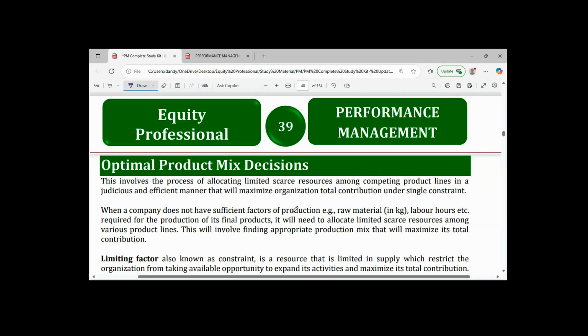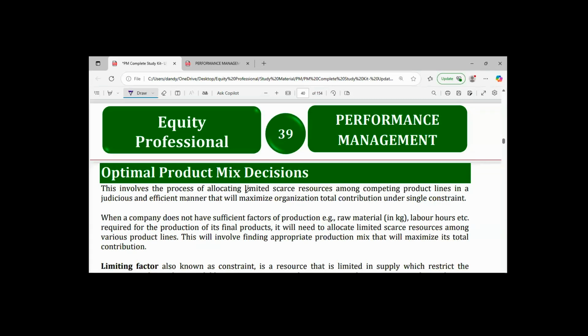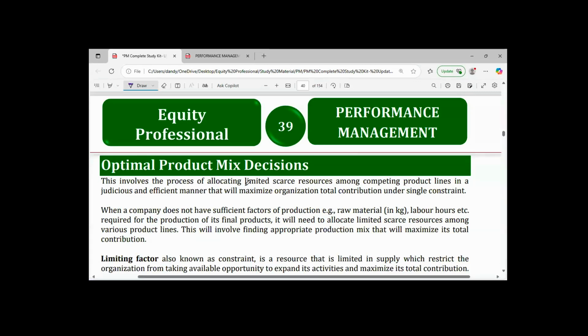It's the same thing as an organization. No company, no matter how big, no matter how good, no matter how worthy, can have all that it wants. Therefore, the resources available to any organization are limited in supply. The little resources that the company has, how they are to be allocated among competing product lines is what we know as optimal product mix or linear programming.